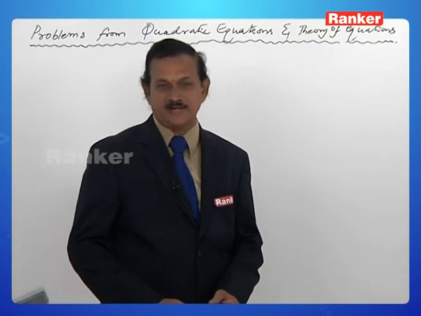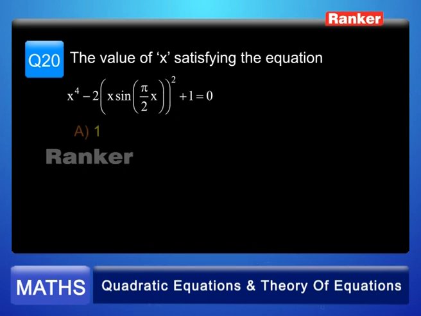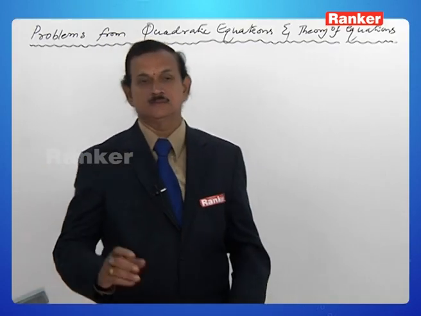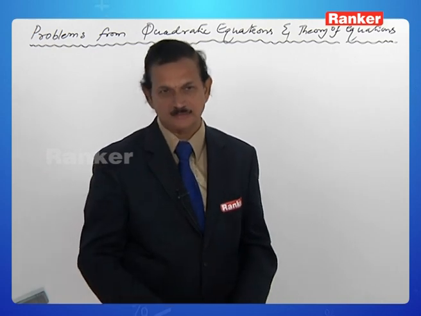The next question, that is question number 20, is before us. The value of x satisfying the equation x to the power 4 minus 2x times sine of (x pi by 2) whole square plus 1 is equal to 0 is: first option 1, second option minus 1, third option 0, option D no value of x. What are the suitable options? What is the suitable value of x that satisfies that equation?